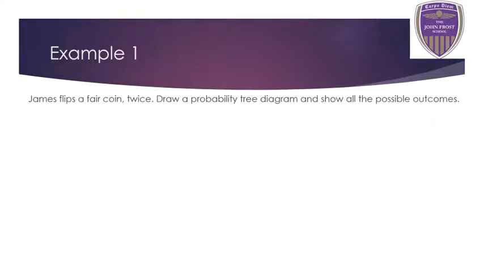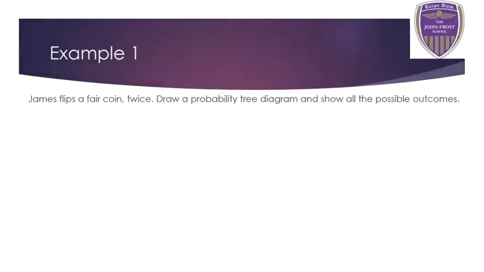Okay, welcome back. And so the first example, I haven't given you a lot of information here, but just press pause and write this down. Press play when you're ready to see how it's done. Okay, so James flips a fair coin twice. Draw a probability tree diagram and show all the possible outcomes.